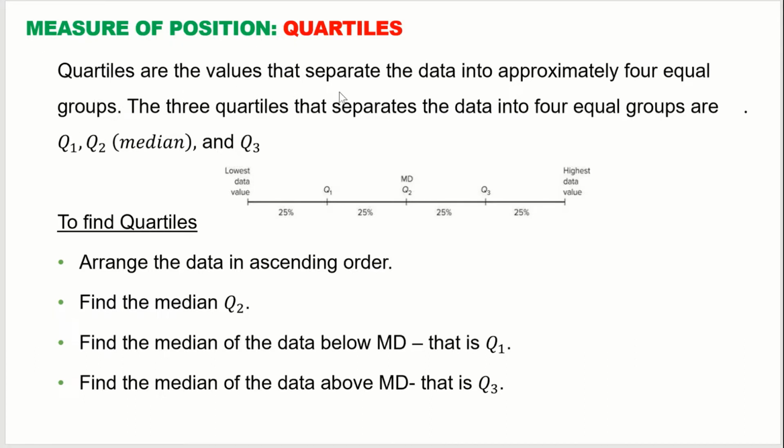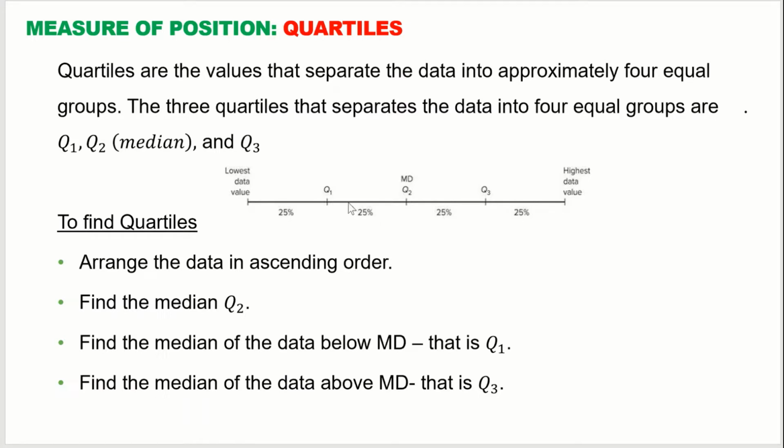Quartiles are the values that separate the data into four or approximately four equal groups. So if we have a data set ranging from the lowest value up to the highest value, we want to divide this data set into four equal parts. That means we want to have 25% here, 25% here, 25% here, and 25% here.